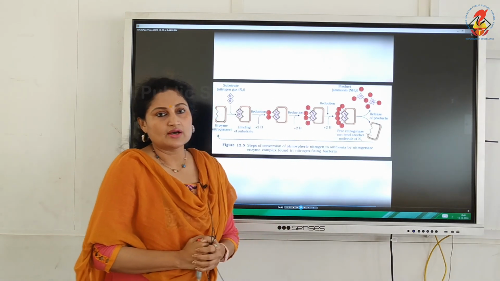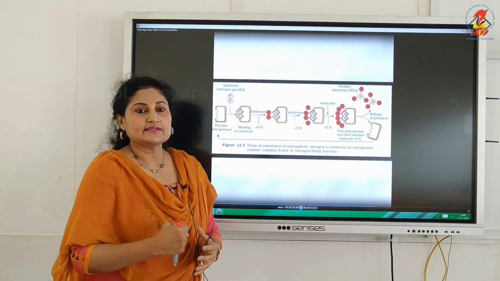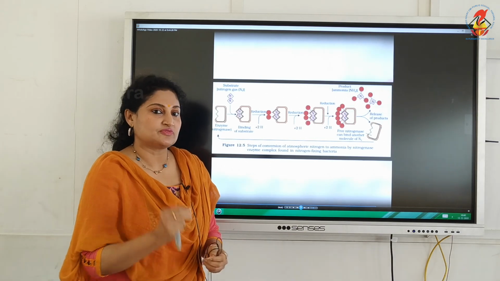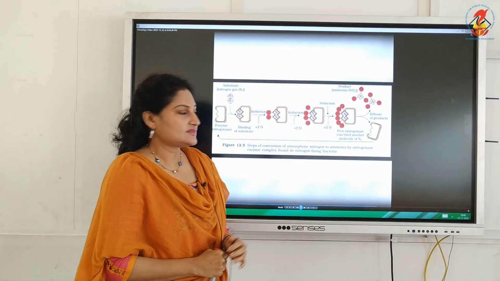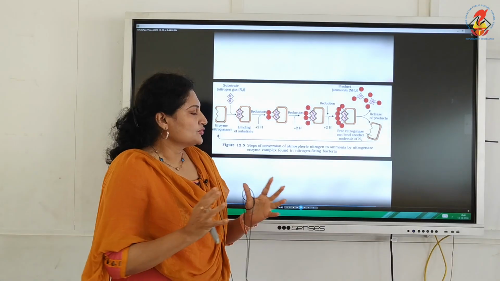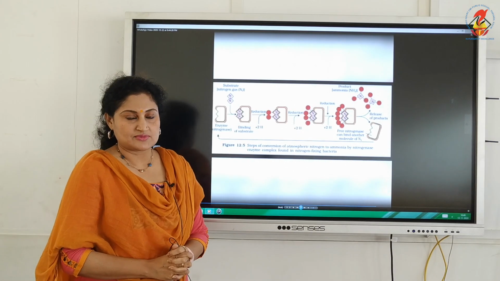This is how nitrogen of the atmosphere is fixed in the soil by these plants called leguminous plants, which have this particular enzyme called nitrogenase. So, with this you got clarity on the structure and function of enzymes.